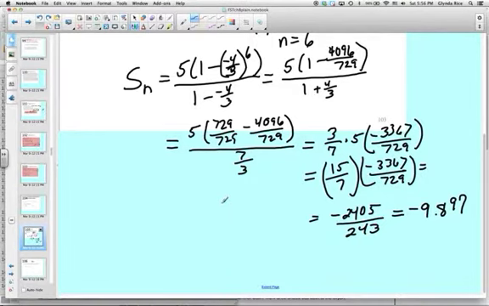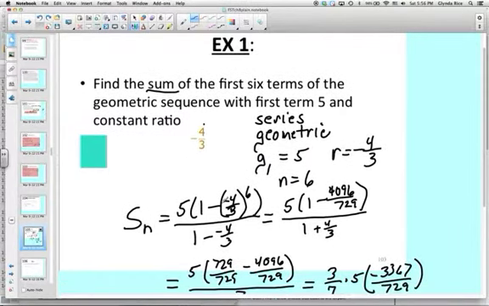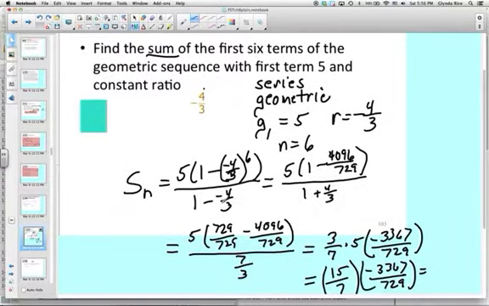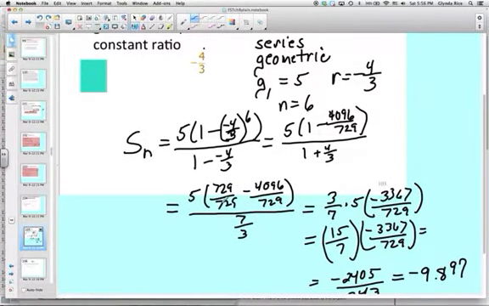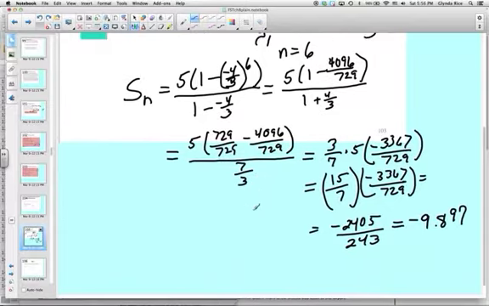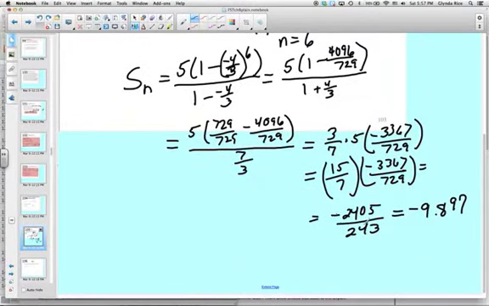Okay, so once again, we found out it was a series because it said sum. It said it was geometric. The first term was 5. The constant ratio was -4 over 3. The n was 6. We plugged it into the formula, took our fraction to the 6th power, did simple arithmetic, not even algebra because there's no variable, and I got negative 9.897. Let's go over that, stop and go over it if you need to. Here we go.